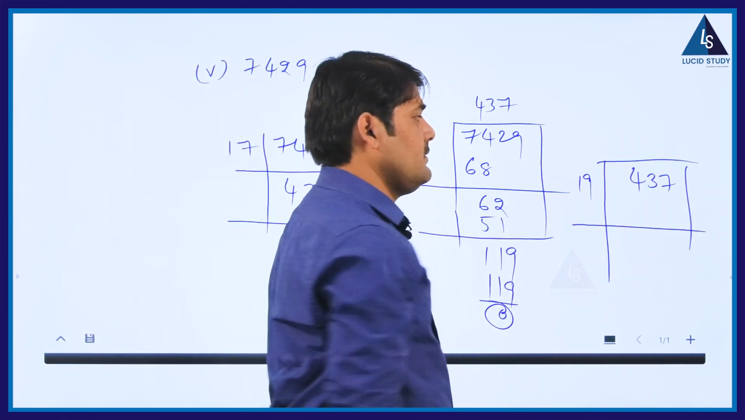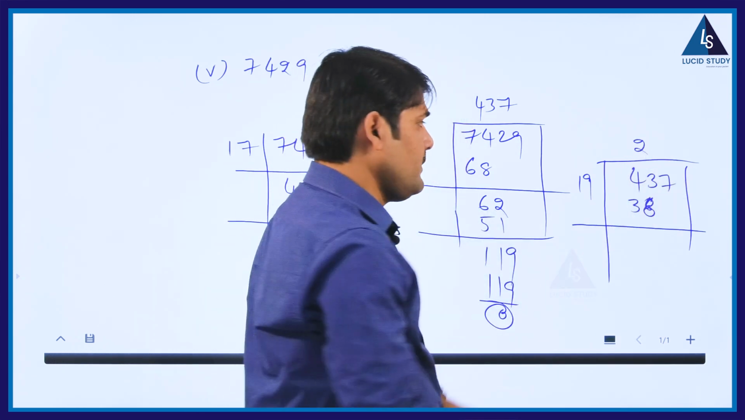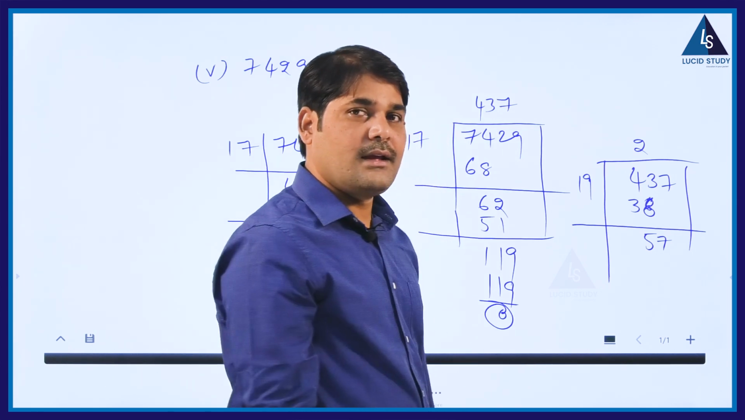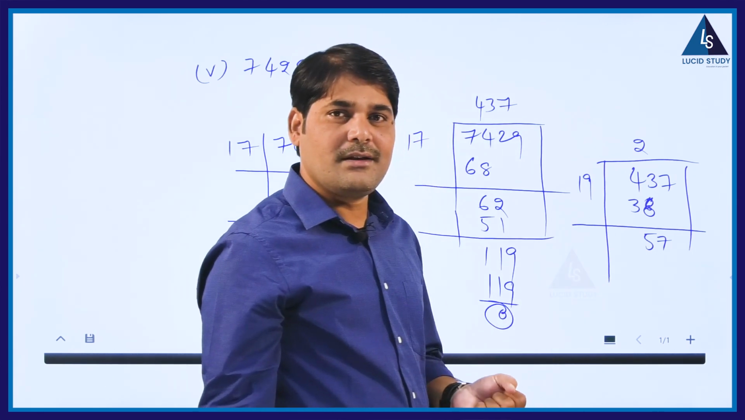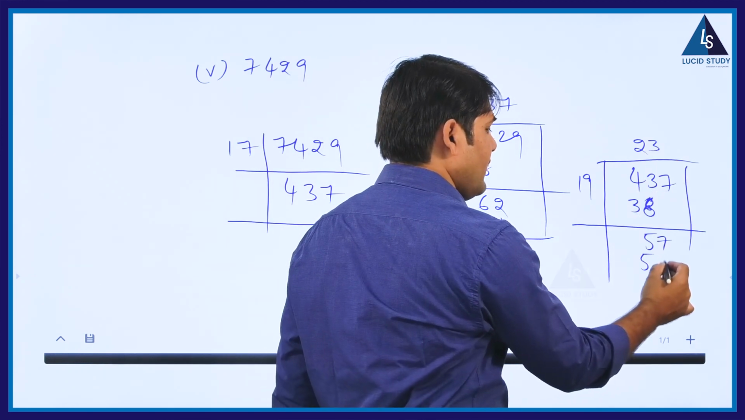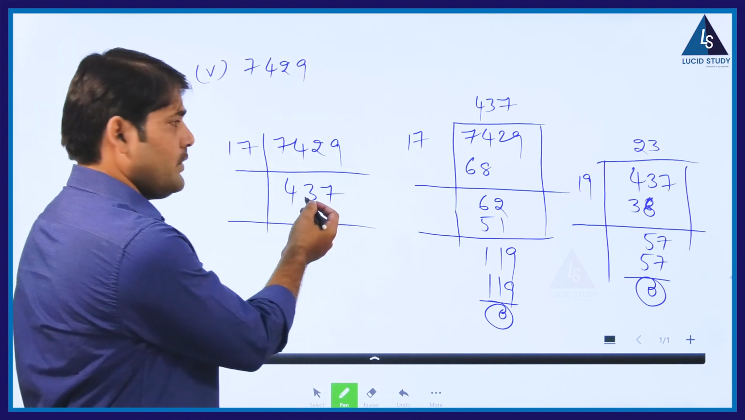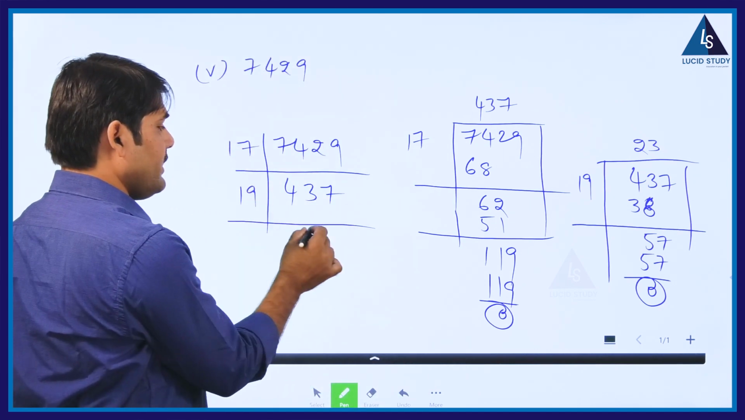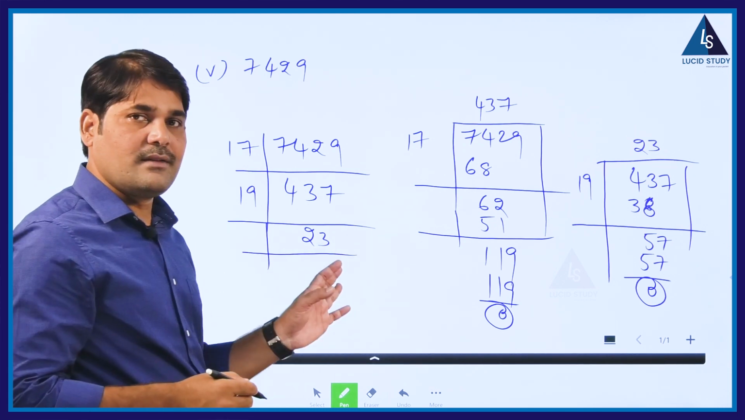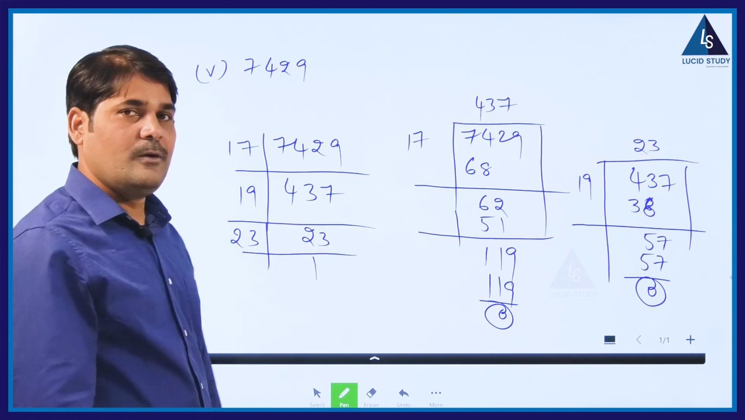So check now. 19 2s are 38. Subtract 57. Again, 19 table, 57 when will it be? Tables you need to be perfect. 19 3s are 57. So 0. So 437 is in which table? 19 table. 19 23s are 437, and 23 is a prime number. So it will be in its own table. 23 ones are 23.